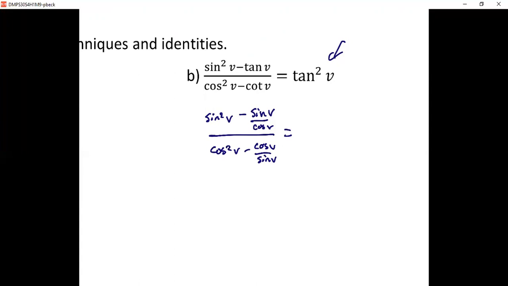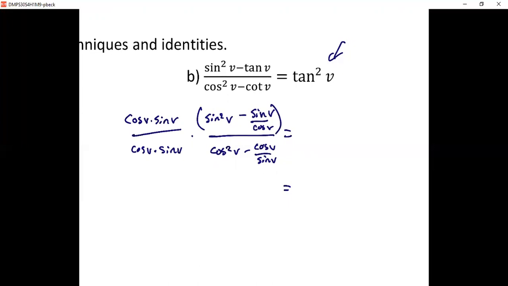So in this situation, I have fractions within fractions. So let's multiply by the LCD. The LCD is cosine of v times sine of v. Denominator, same thing, cosine of v times sine of v. So what happens if I do that and I distribute, I now have cosine of v sine cubed of v, I'm kind of worried here, minus sine squared of v.